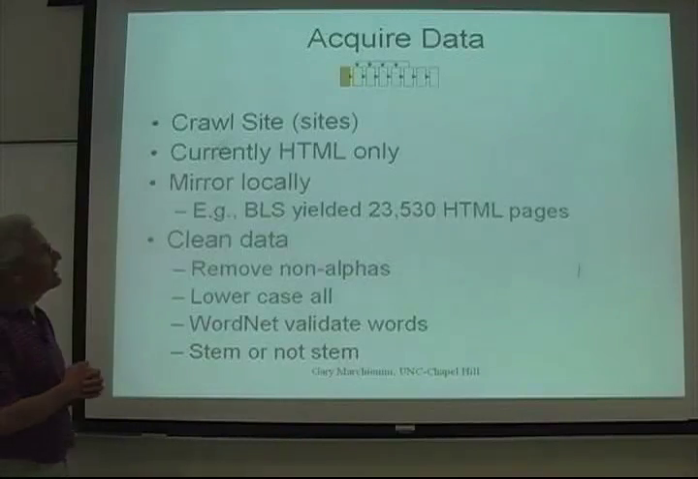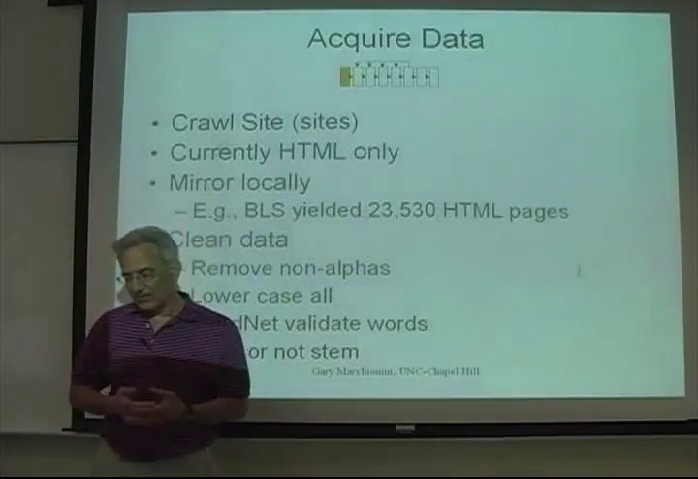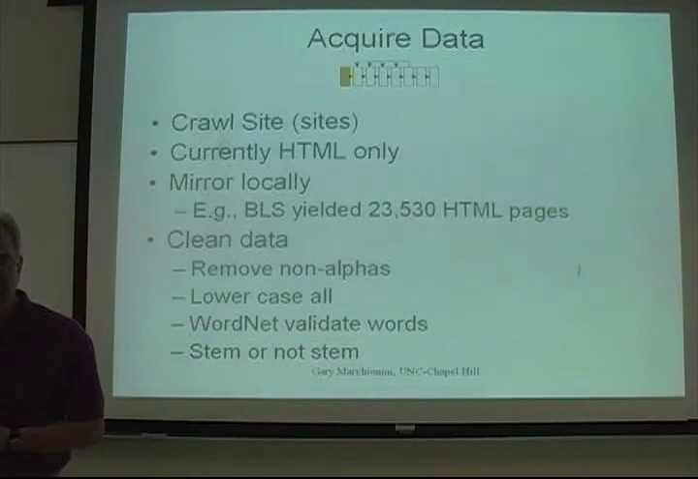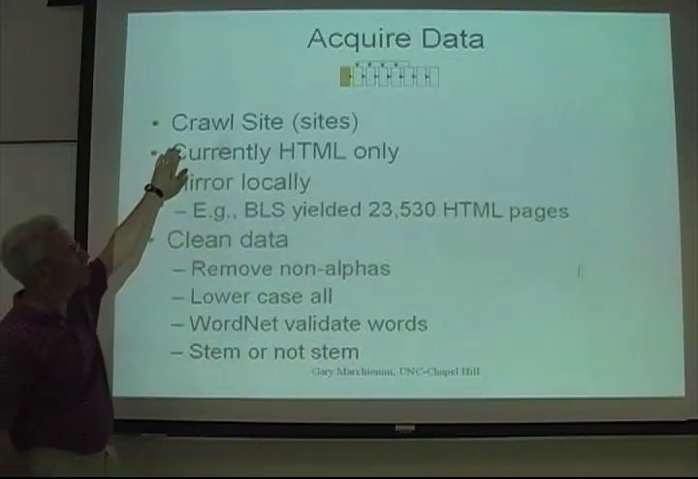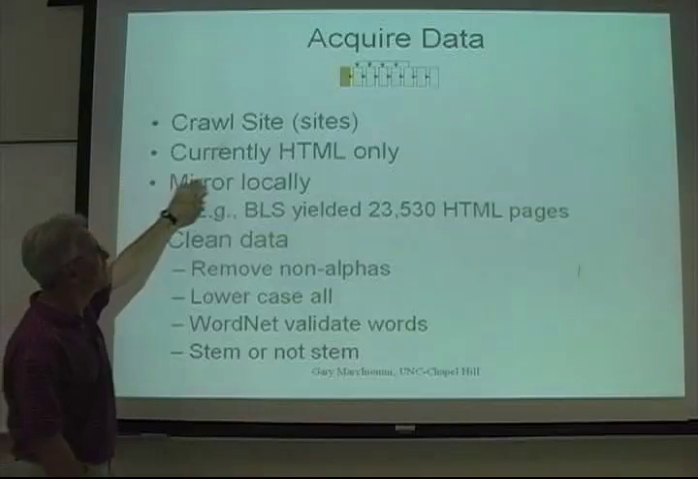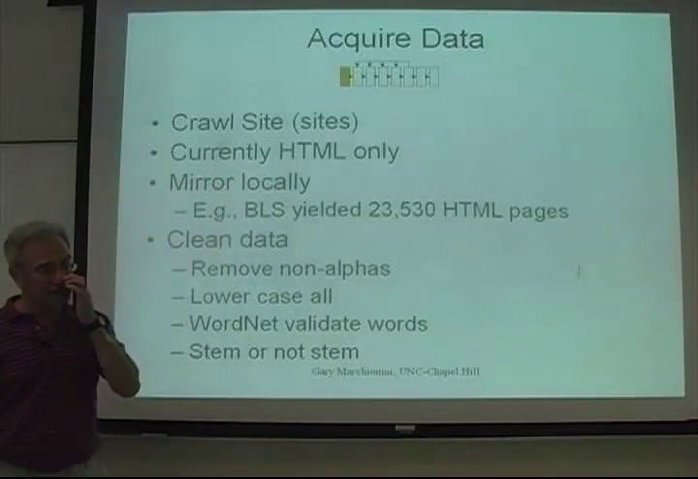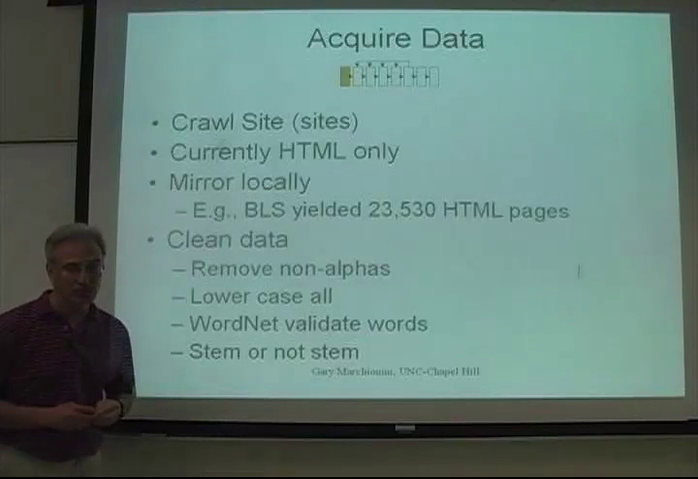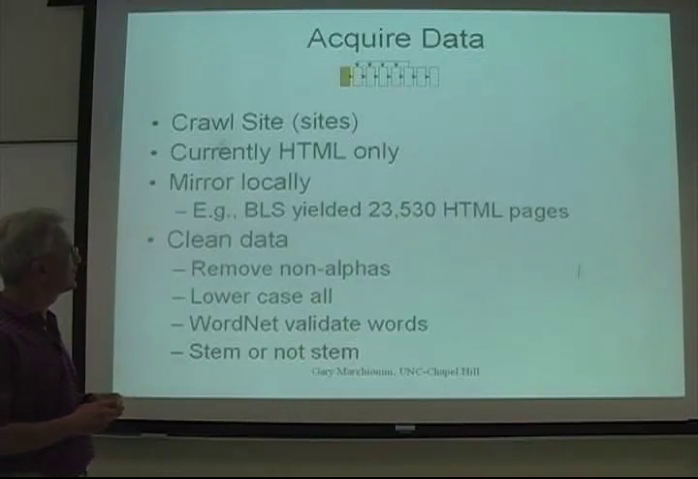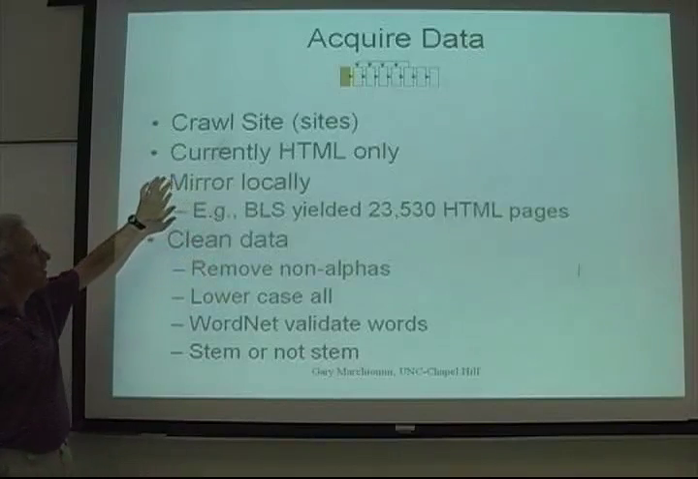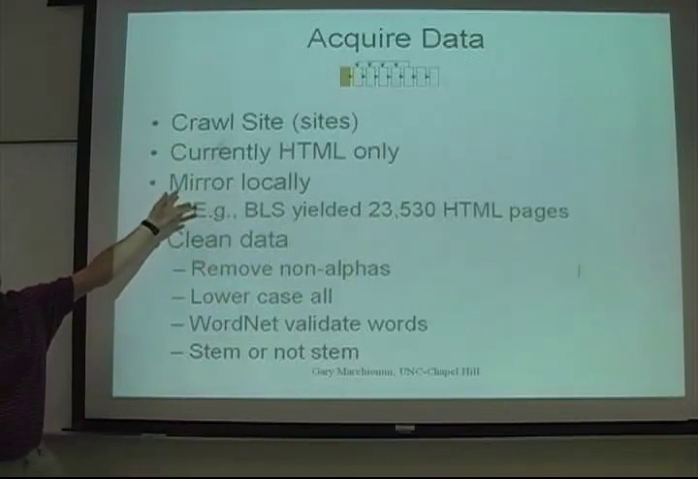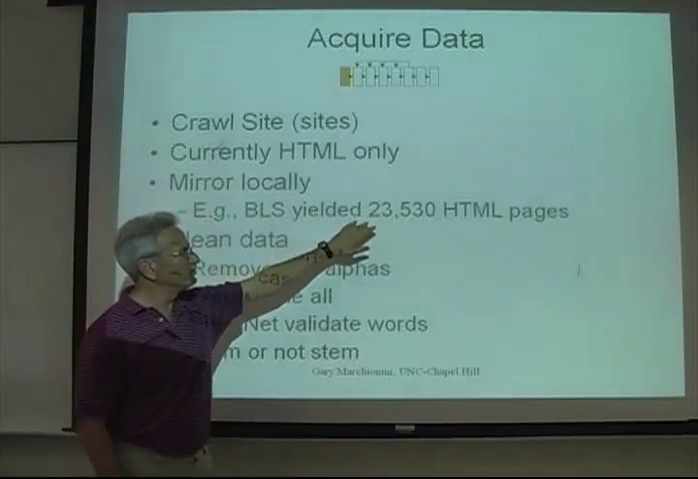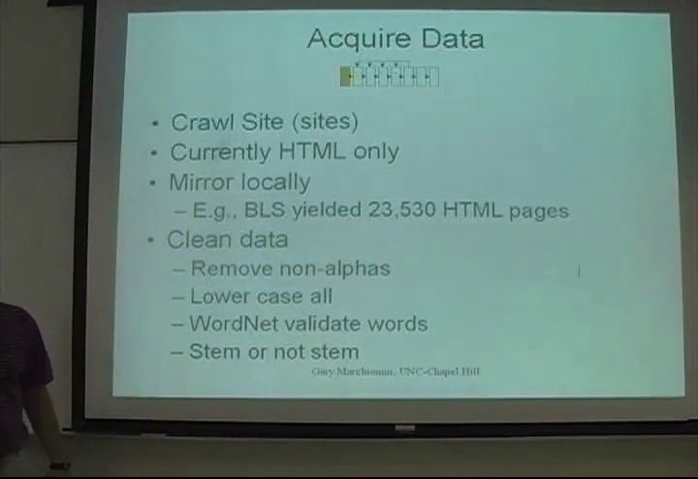So the acquired data set, and now we're talking about some sort of classic information retrieval type work. You crawl the websites using some sort of crawler, and in the case of the BLS, we just did the HTML pages because we're trying to do things as quickly and easily as possible. We mirrored this locally, so we actually downloaded these. This yielded about 23,000 HTML pages.